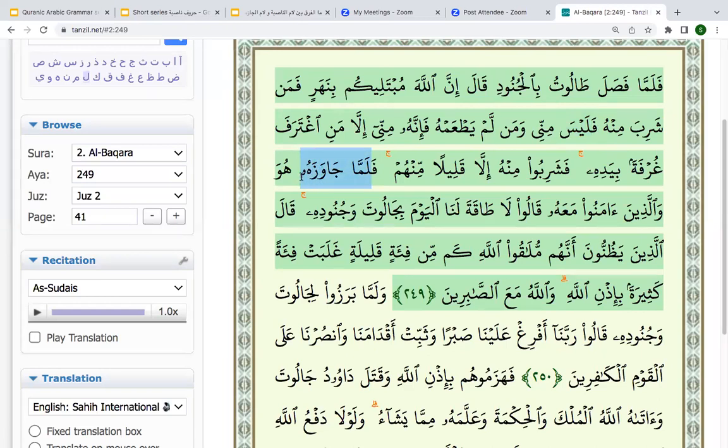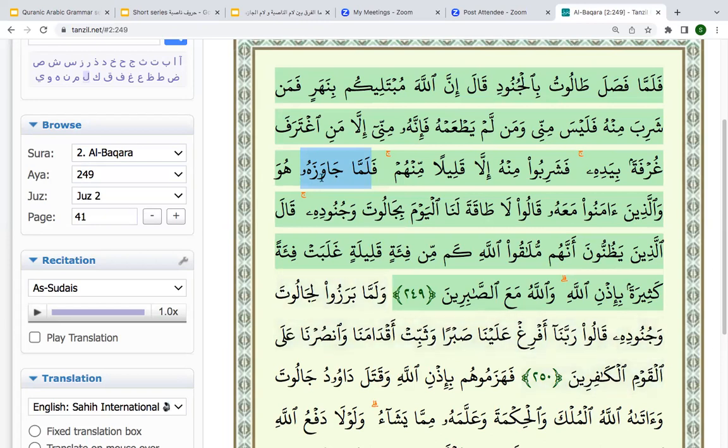Okay, now what about this one? Lamma jawazahu. Lamma jawaza. Ismiya, shartiya, zarfiya. Right? Noun of time, and it is an ism, and it is shartiya. Where is my jawabu shart starting from?